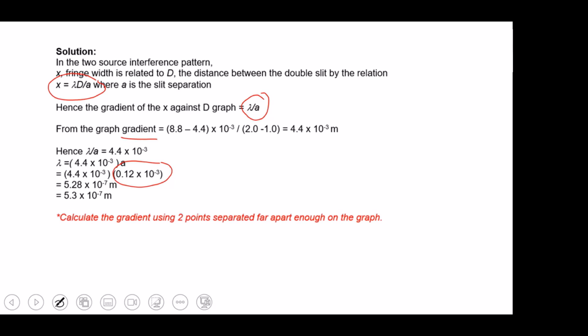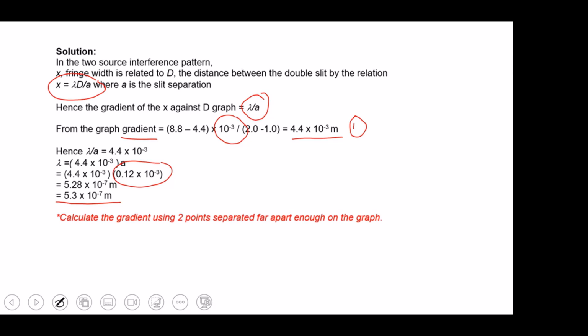So the first step you need to do is go to your graph and find the gradient of the graph. So this is step one, you need to find the gradient. Make sure you take change in y over change in x. Take note of all the orders, 10 to the power minus 3. Do not forget about this. So you work out the gradient to be this value. Then lambda over a is equal to the gradient value. So how to find lambda? I use the gradient times the slit separation. So I will get a value of 5.3 times 10 to the power minus 7.